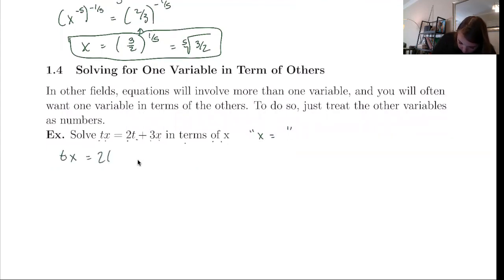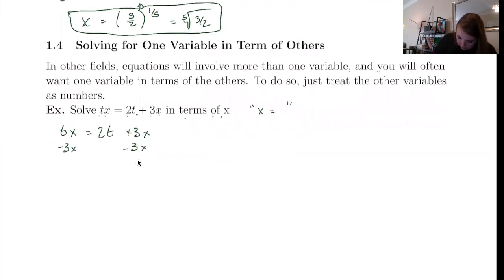So tx equals 2t plus 3x. So this already has a 2t on it. So I'm going to subtract 3x from both sides. And I'm actually going to write tx minus 3x equals 2t. Because we don't know what t is, but it's still a number. But I just don't know what it is yet. 2t. There we go.